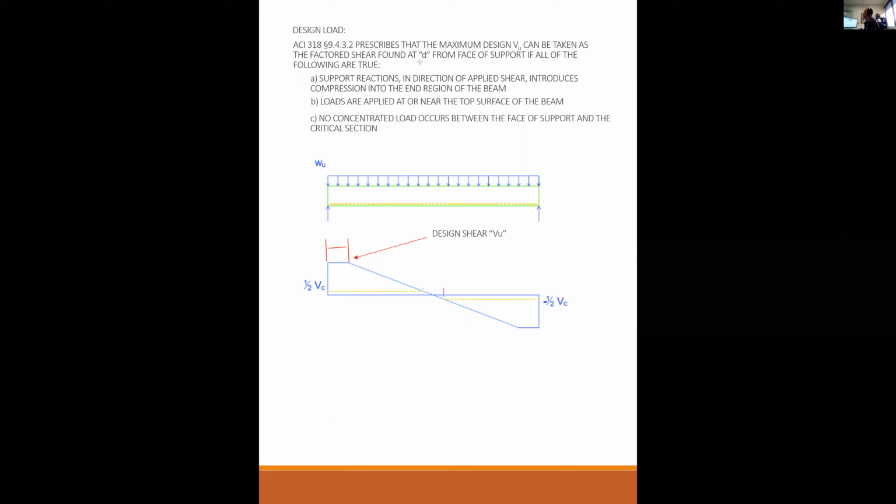Okay, the answer is right here. If d is the distance from the top of the beam to the centroid of my steel, that's d, then I can go from the end of the beam a distance d from the end of the beam. And where that intersects my shear diagram, that becomes my design VU. And my shear diagram becomes this shape. Again, I do not need to design for that RU, which is way down here.